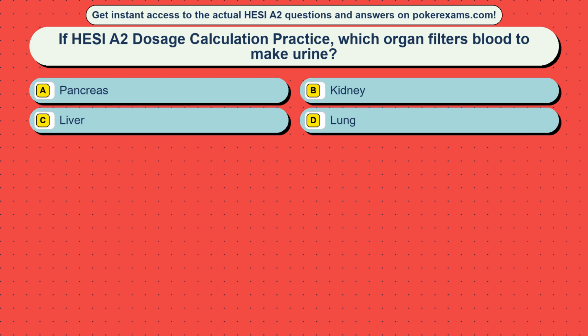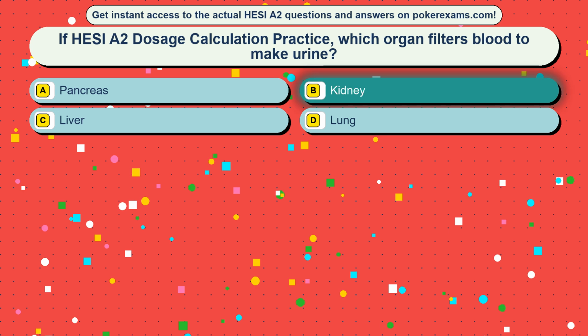Question 20. If HESI A2 dosage calculation practice, which organ filters blood to make urine? Option A, pancreas, option B, kidney, option C, liver, option D, lung. The correct answer is option B, kidney.